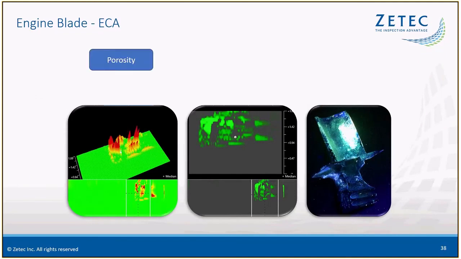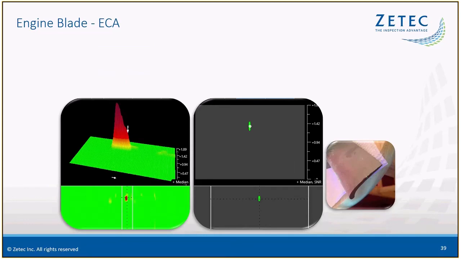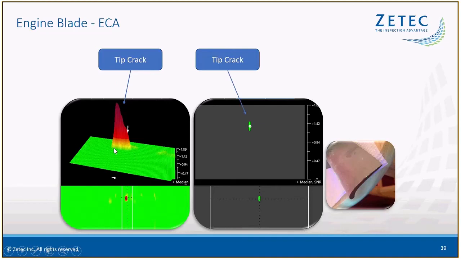So this is the porosity. You can see this occurring with all of these indications here, and you can also see it there. And then the tip crack, you can see this really clearly on the eddy current array. That's the tip crack. I mean, there's no way you can not see that. And it very clearly resolves against the background there. And that's the crack right there.